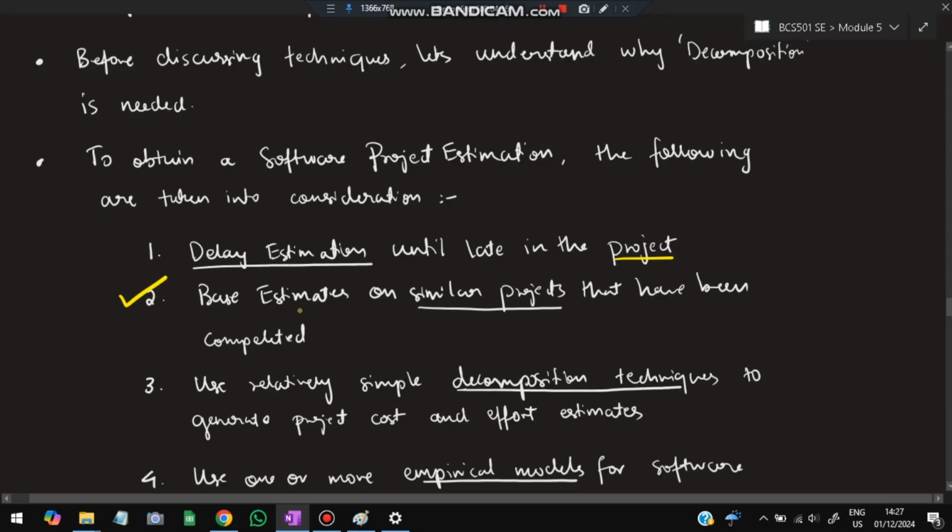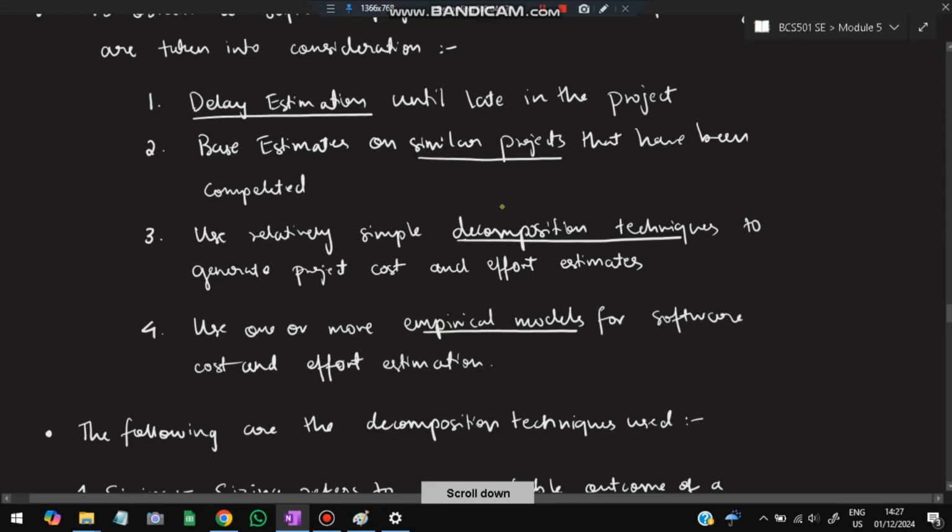Second is to base estimations on similar projects that have been completed. Currently project P1 is being made, but projects A1, B1, C1 had been made earlier. Based on their qualities, if they are similar to P1, we can estimate whether P1 will be good or not. Third, use relatively simple decomposition techniques to generate project cost and effort estimates. We will use these techniques to generate the project cost and the effort required. We will discuss this in detail in an upcoming topic.